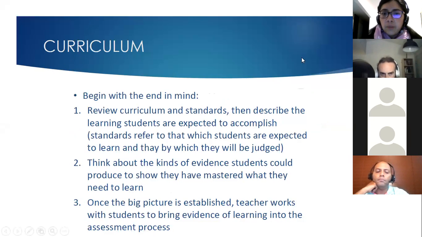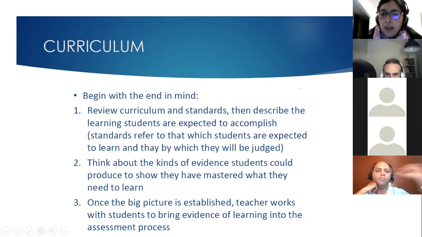It is important because you have to review the curriculum and standards, then describe the learning students are expected to accomplish, what you expect them to learn. Standards refer to that which students are expected to learn and that by which they will be judged, so the things you are going to consider when you assess your students. Think about the kinds of evidence the students could produce to show they have mastered what they need to learn. So what is going to be the evidence you need to know that your students learned what you taught them?